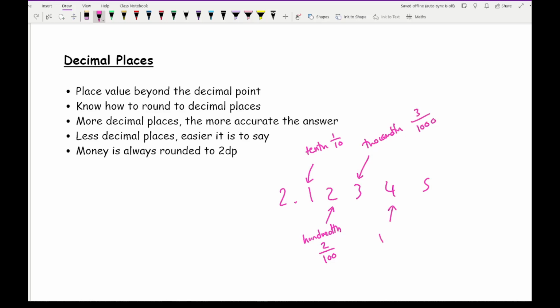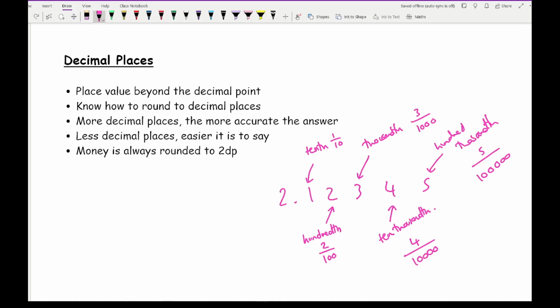This would be a 10,000th. So that would be 4 over 1 with 4 zeros. And that would be 100,000th. And just ignore the spelling, and that would be 5 over 100,000, as a fraction. So make sure you understand your place value. The next thing is to know how to round to decimal places, which is really, really important.